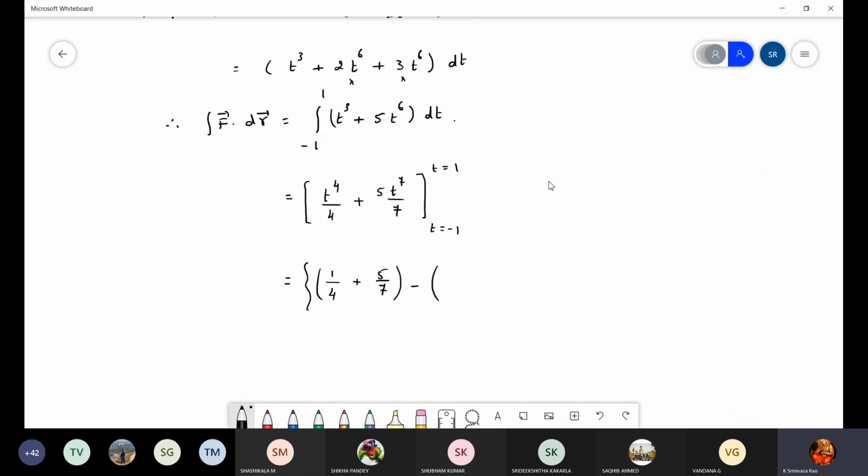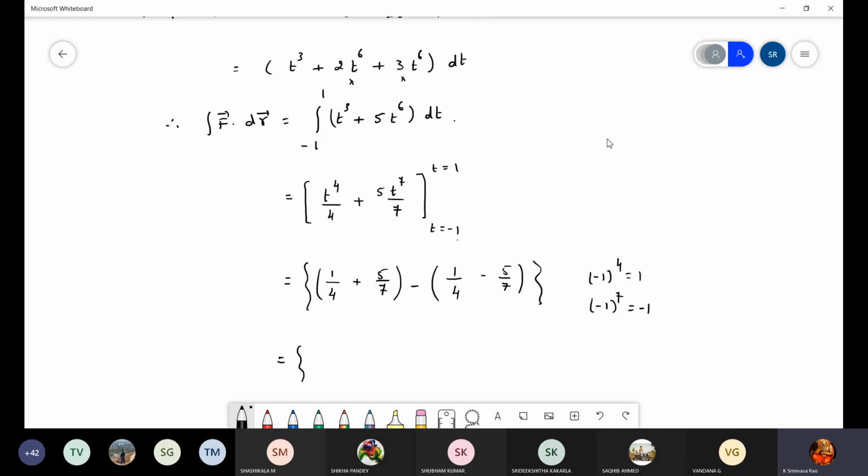Put t equals -1. You should be careful here, as you are substituting a negative sign. Minus 1 power 4 means you will get 1 by 4 only. Is it right? Whereas in the second term, t power 7, minus 1 power 7 is minus, so you will get minus 5 by 7. Correct? So minus 1 to the power of 4 is plus 1, whereas minus 1 to the power of 7 is minus 1. Odd power gives negative, but even power changes minus to plus. Finally, remove the bracket.